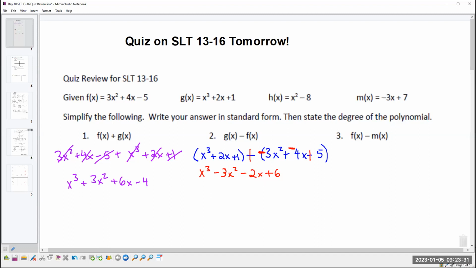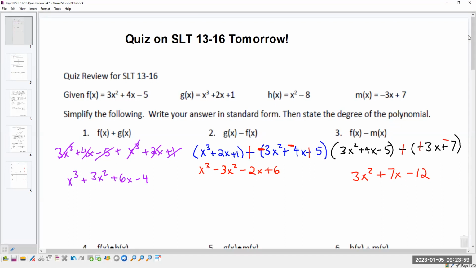Okay, for number 3, f of x minus m of x. And do the same thing I did in number 2 in red. I'm going to change the signs. I'm going to distribute the negative sign. That way I don't forget to subtract the 7. And my final answer is 3x squared plus 7x minus 12.